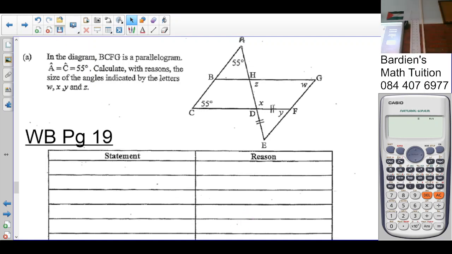I'll pause the video at this point. Okay, many of you are confused here. So just look here. We are told that BCFG is a parallelogram.